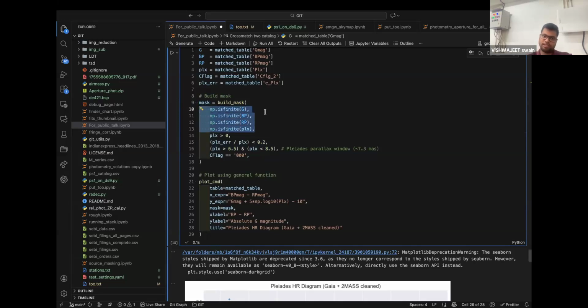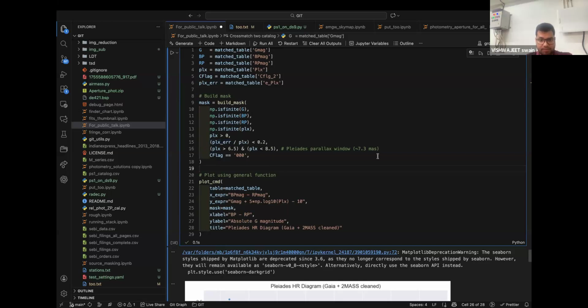One is that these values should be finite. There should not be infinite or null values. So we put that constraint. And then in the parallax, we want a parallax value of more than zero. Due to the error, there are negative values, but they are not real, right? So that's why you put the parallax greater than zero, and then you want a low value of error. All the errors for the corresponding parallax values should be low, less than this value.